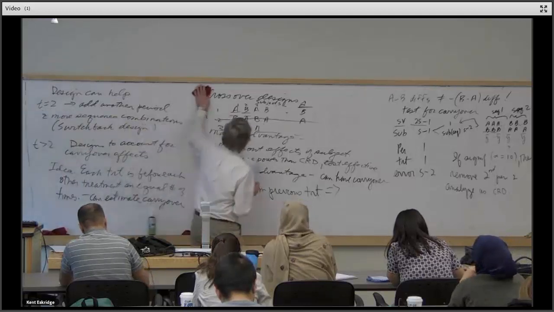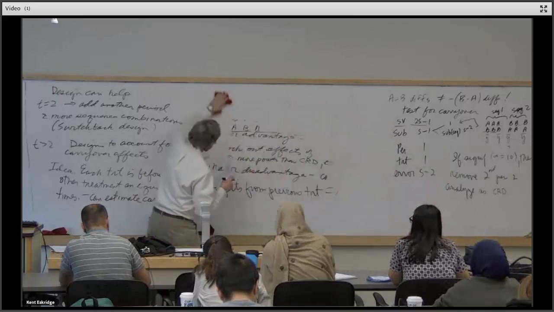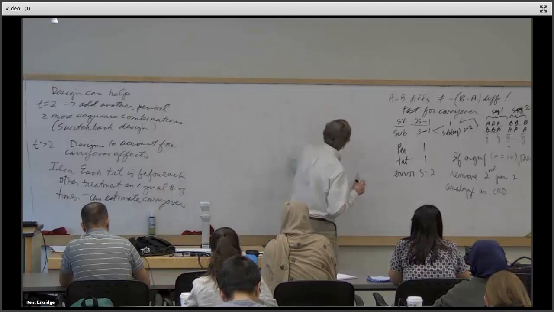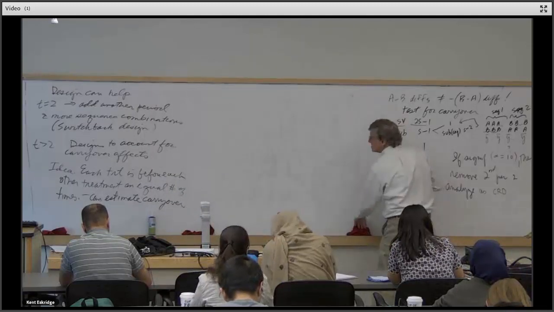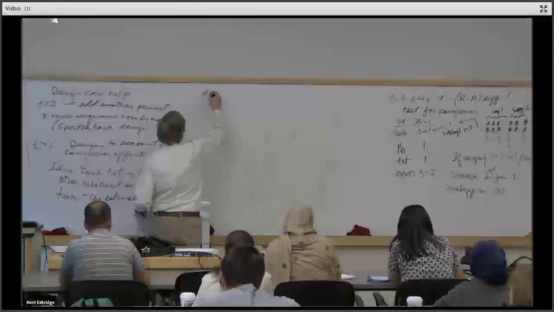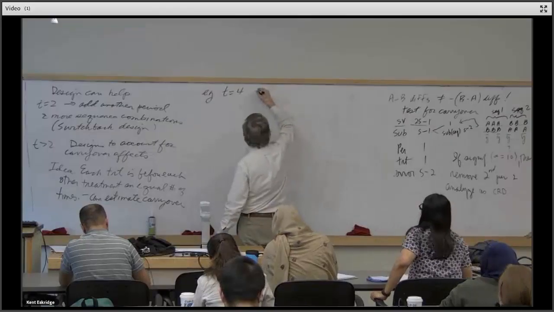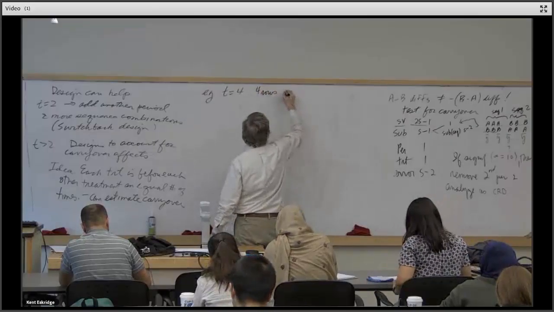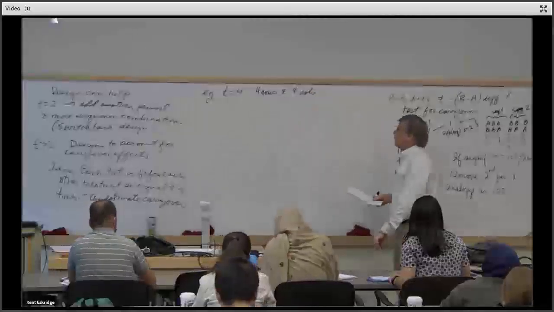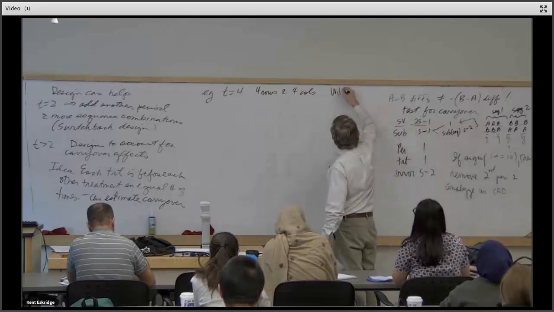So let me give you an example here. How do we balance those out? This is called a Williams design. Here's an example. I've got 4 treatments, and I've got 4 rows and 4 columns. We can extend this to more rows and more columns, but this is called a Williams design.